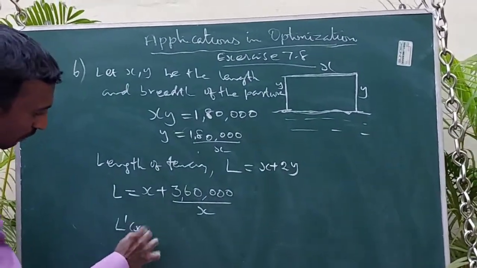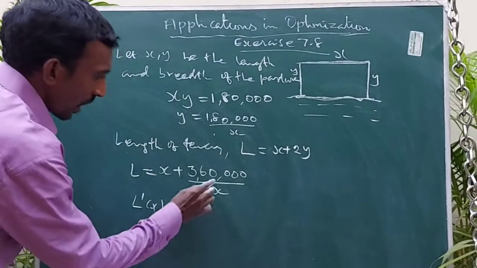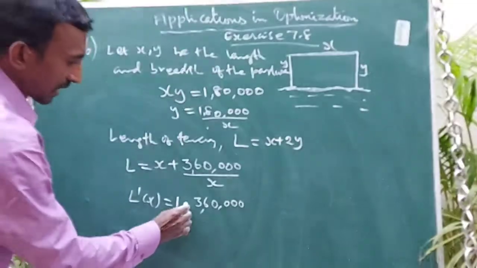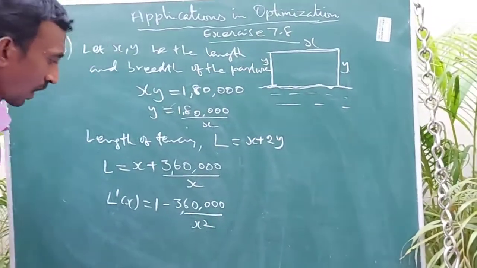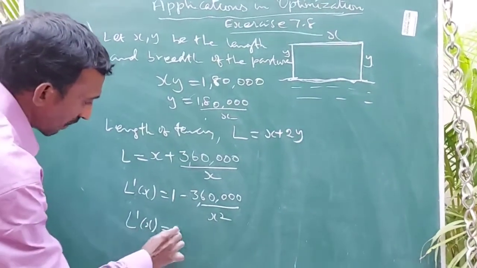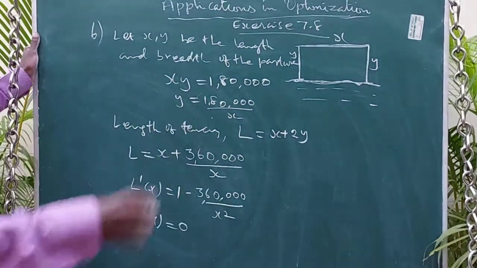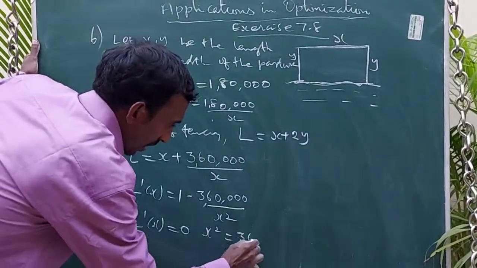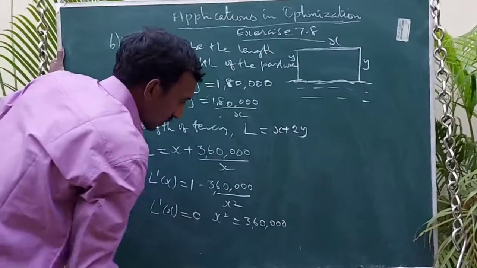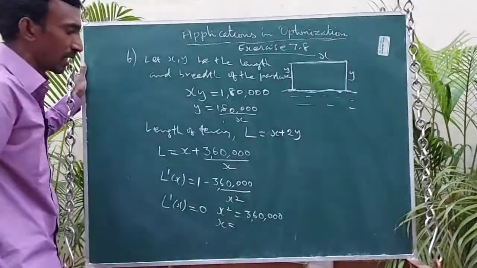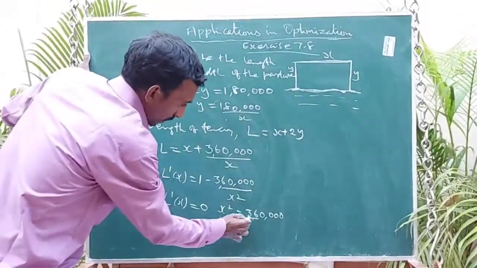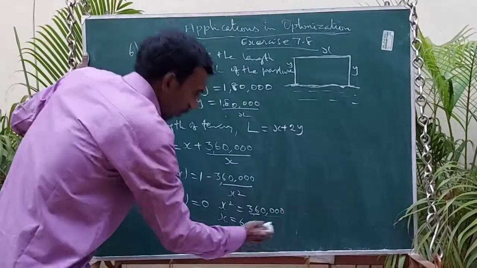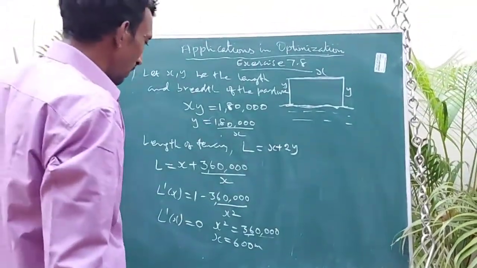So obviously find out the first derivative, differentiation of x is 1. So again 3,60,000 is a constant, differentiation of 1 by x is minus 1 by x square. So equate to 0, L dash of x equal to 0. So take the LCM and equate, we are getting x square equal to 3,60,000. So x equal to, consider only the positive square root. So 36 square root is 6, here 4 zeros, we have to write only 2 zeros. So x equal to 600 meters.